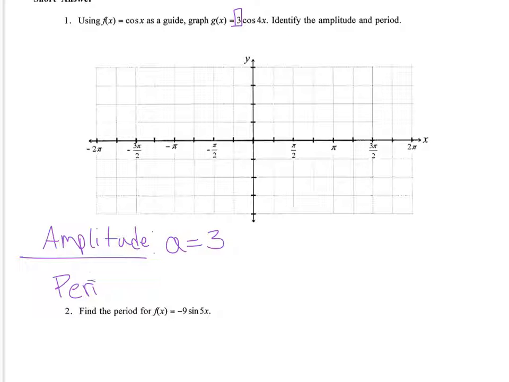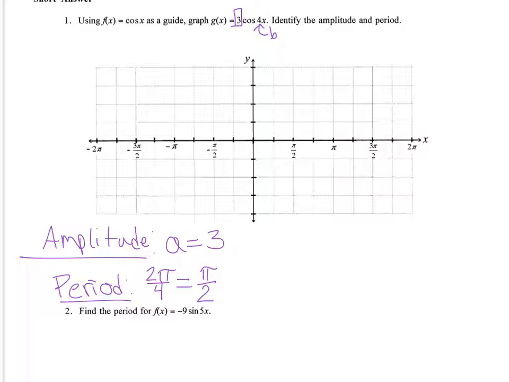The period is 2 pi over the absolute value of b. Our value of b is the 4, what's being multiplied by the x. So it's 2 pi over 4, or in other words, pi over 2 when you reduce that down. So that means one cycle for cosine must take place within pi over 2 units.